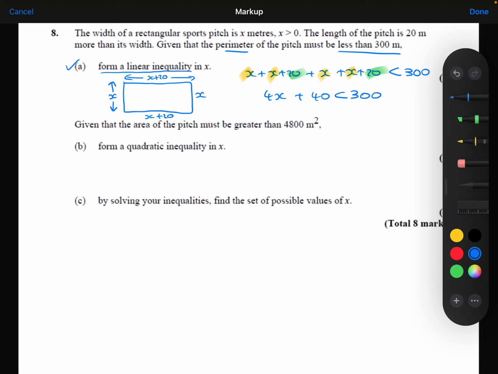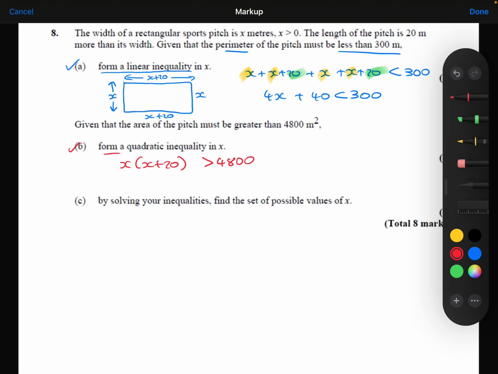Part A done. Given that the area of the pitch must be greater than 4,800, so the area then will be the length times the width, and that has to be greater than 4,800. Then part C. Part B, we've formed a quadratic inequality. Part C, by solving your inequalities, find the set of possible values of x.